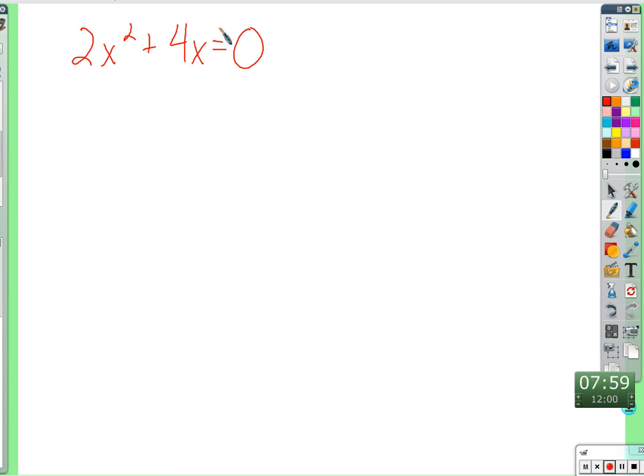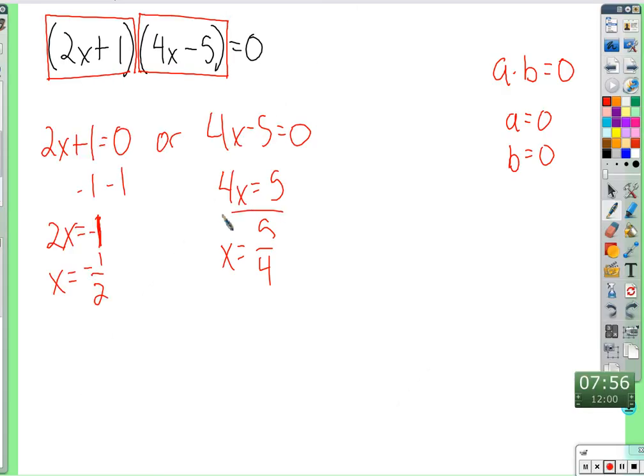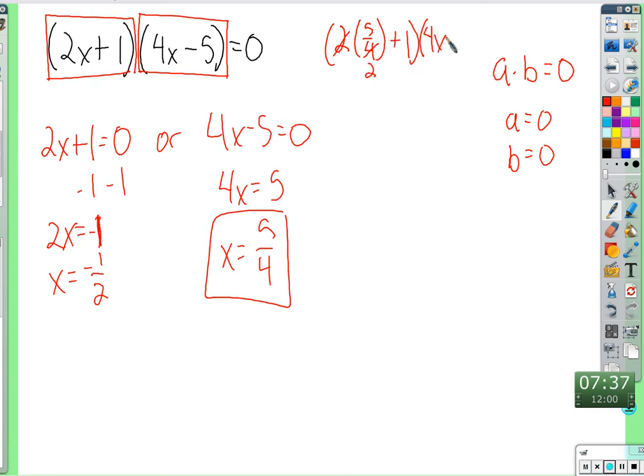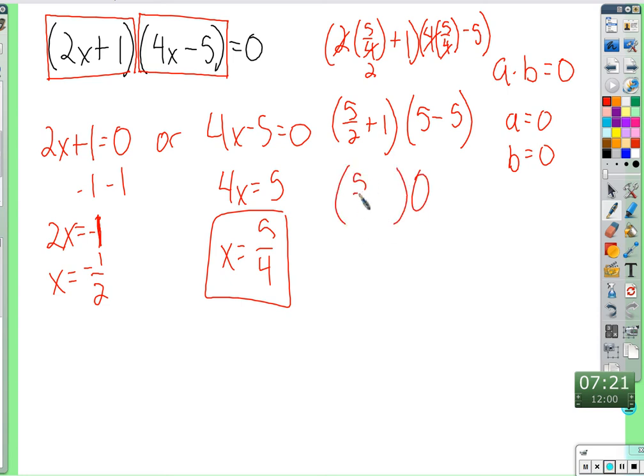Okay. Maybe I didn't make it clear enough. Let's take 5/4. We'll test it as a solution, see if it works. If a solution is a solution, we plug it in for x, and it makes the equation true, right? So let's see what happens when you plug in 5/4. 2 times 5/4, that's going to cancel the 4, so it's going to be a 2, right? Plus 1 times 4x, 4 times 5/4, minus 5. This is 5 halves plus 1. Times 4 cancels with 5, minus 5. This is 0 times 5 halves plus 1.